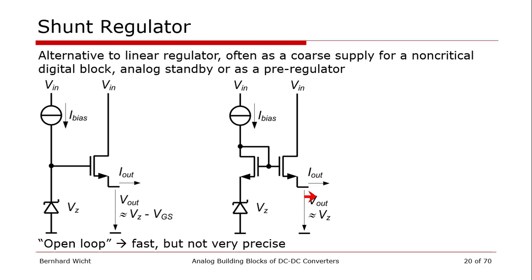So what is it useful for? It can deliver you a coarse supply for, let's say, a non-critical digital block, or we can use that as a pre-regulator, in some cases even as a standby voltage regulator. It's a very simple circuit. It's, if you will, open loop. That's why it's very fast. But of course, it is not very precise since it has no real control loop built around it.